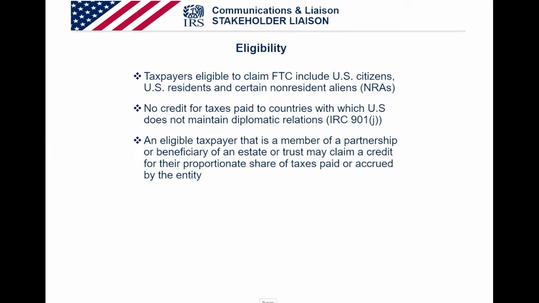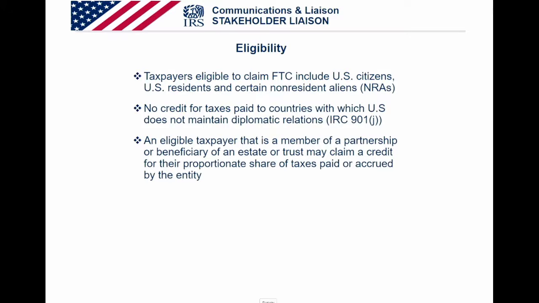Now, who is eligible to claim the FTC? Well, Section 901(b) defines the categories of taxpayers who are eligible to claim the foreign tax credit. This webinar focuses on the individual taxpayer. The most common taxpayers you will encounter are U.S. citizens and resident aliens. Both are referred to collectively as U.S. persons. This includes any person who is a member of a partnership or a beneficiary of an estate or trust.